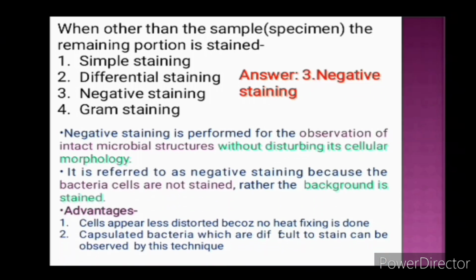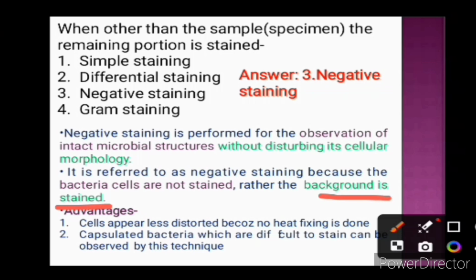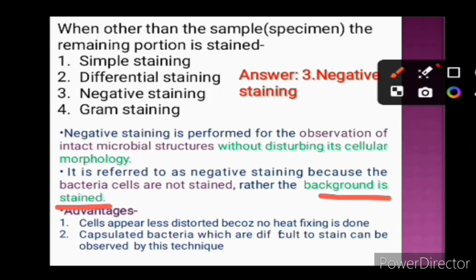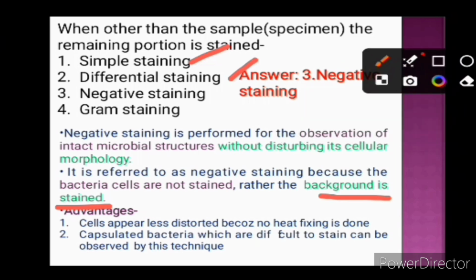It is referred to as negative staining because the bacterial cells are not stained. Rather, the background is stained. Whereas in simple staining and differential staining, the bacterial cells are stained, not the background. So, in negative staining, the bacterial cells are not stained, rather the background is stained.